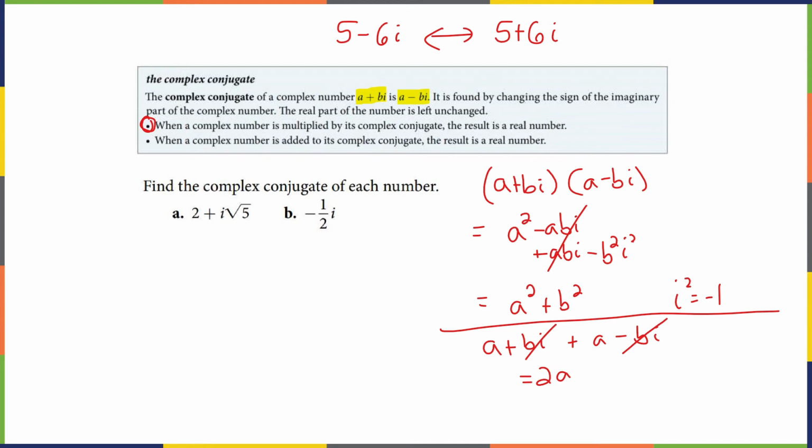So keeping in mind that our two options here are two practice problems: A, 2 plus i times the root 5, is really more often written as 2 plus root 5i, where the i is definitely outside the square root. And B, -1/2 i is the same thing as 0 minus 1/2 i. Go ahead and find the complex conjugates of each of these two numbers.